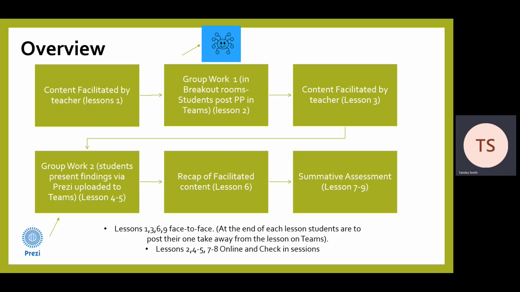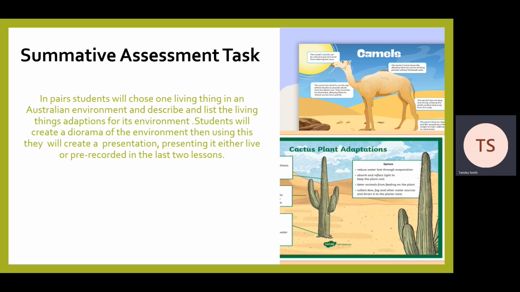To look at the assessment tasks further, it will be in pairs. Students will choose one living thing in an Australian environment and describe and list things about the adaptation. Students will then create a diorama of this environment and living thing and use this to help justify why the adaptations are needed. It will either be presented live or pre-recorded. This is a great way to conclude the blended unit.